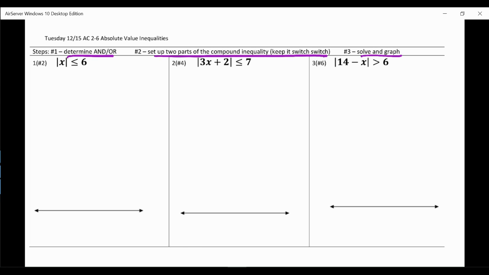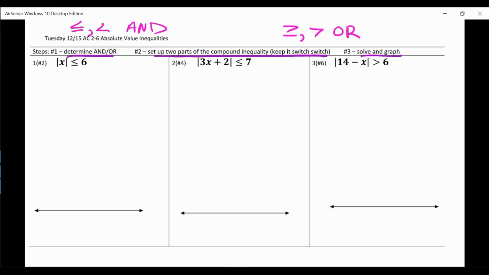So we first want to determine and or. Anything less than or equal to or less than are going to be an and inequality. Greater than or equal to or greater than will be an or inequality. From there, we switch the inequality symbol and make the value of the sign of that value negative.